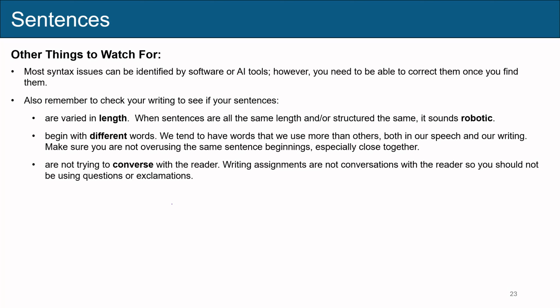And remember too, again, you are not trying to converse with the reader in academic writing. You're not having a conversation, so there shouldn't be questions, there shouldn't be exclamations, and similarly, you shouldn't have question marks or exclamation points. That's not part of academic writing. It might happen in storybooks, but not in academic writing.